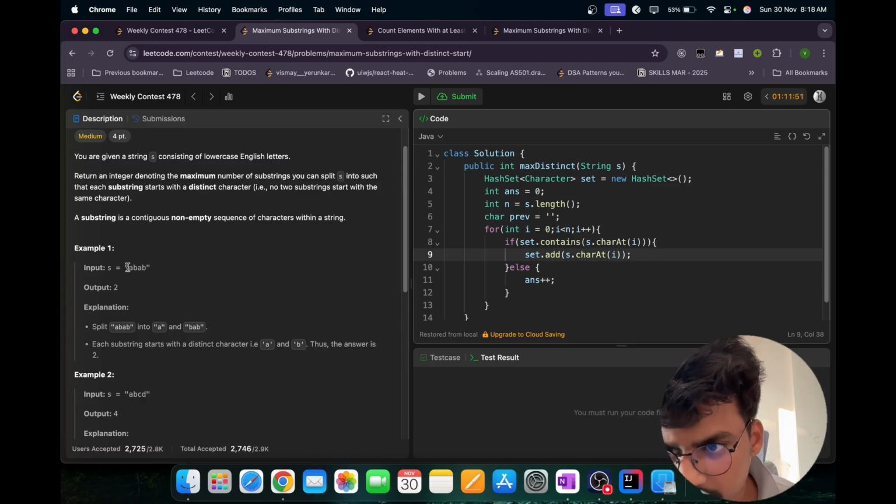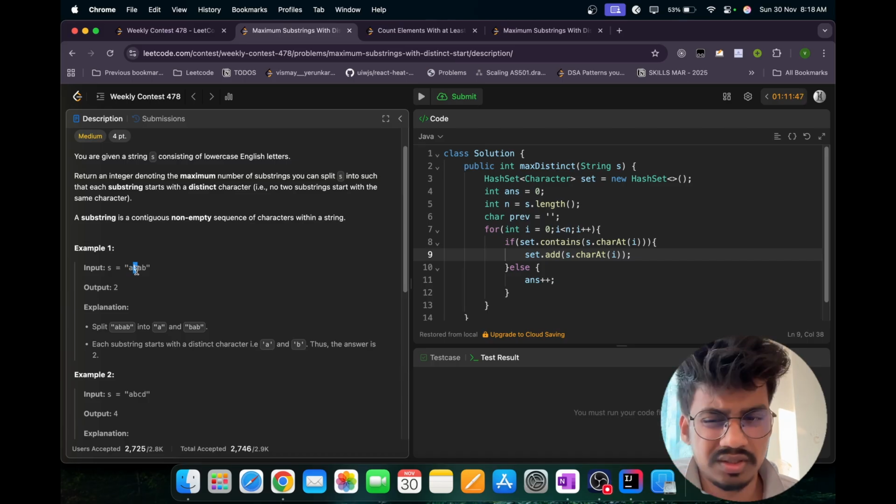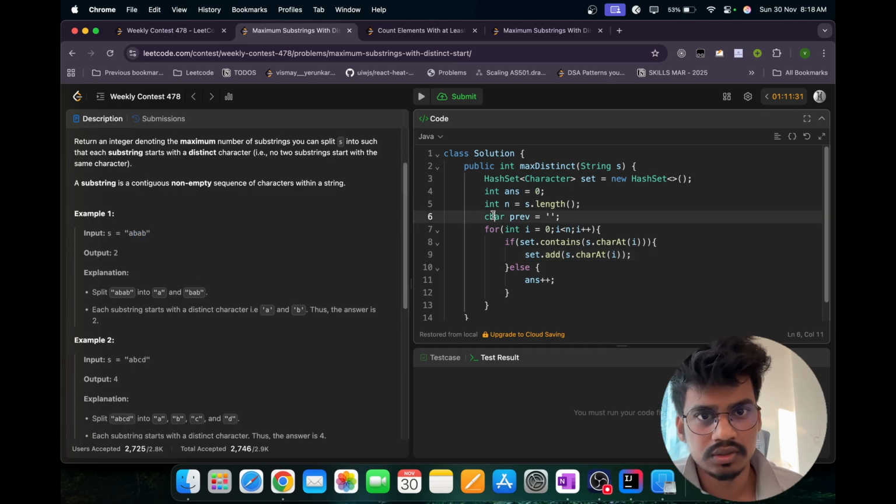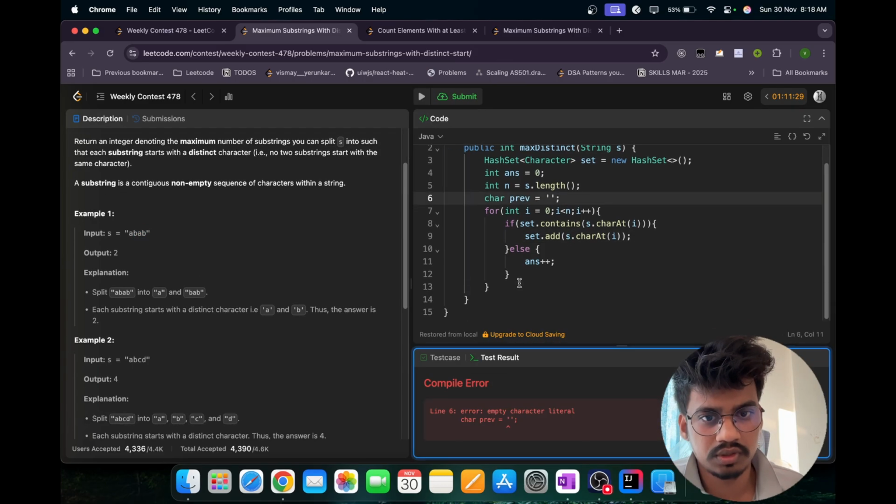Okay, if this is not present in the set, we'll just add it in the set for the next character. Okay, this is present, this is not, this is not, right? Okay, we'll add it. This is present, we need to do nothing. Then again this is present. So this should work.